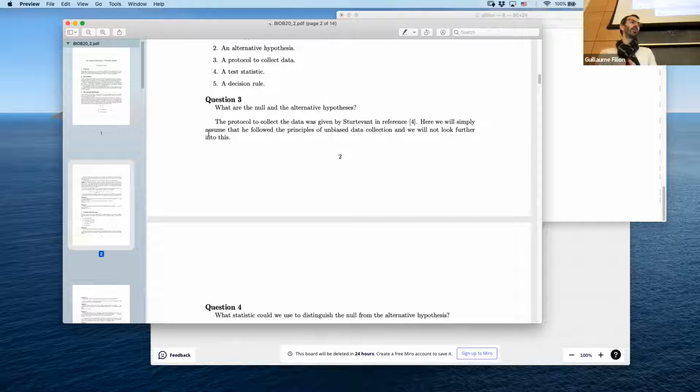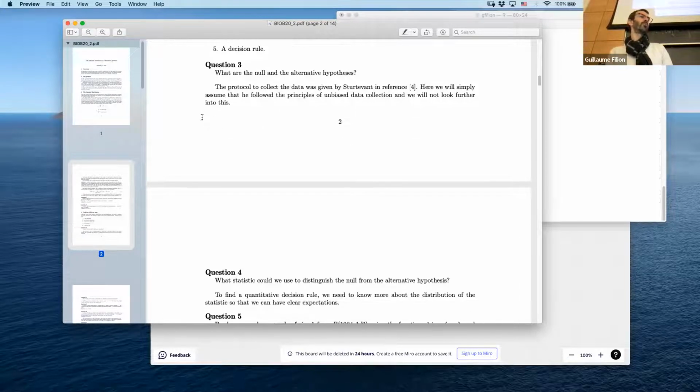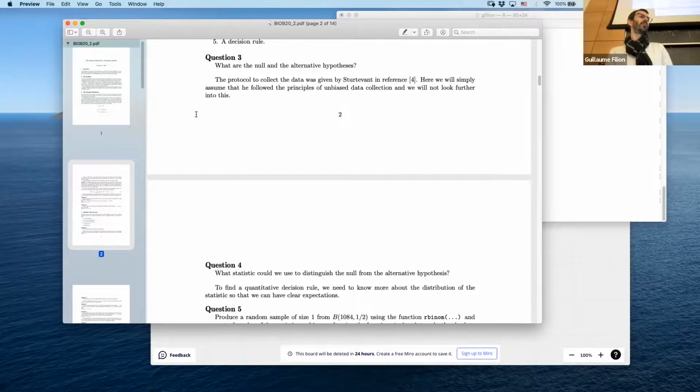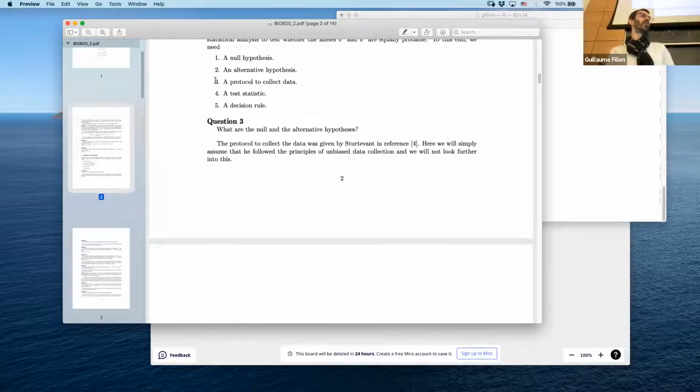The protocol to collect the data was given by Sturtevant in reference 4. Here we will simply assume that he followed the principles of unbiased data collection, and we will not look further into this. That's extremely interesting from the point of view of genetics and good science. This is amazingly high quality science when you read the paper, but we want to know a little bit more about the statistics here, so we're going to just move forward. Still, this step number 3, in practice, when you have to do it outside the exams, is really super important. This is where so many mistakes are made.